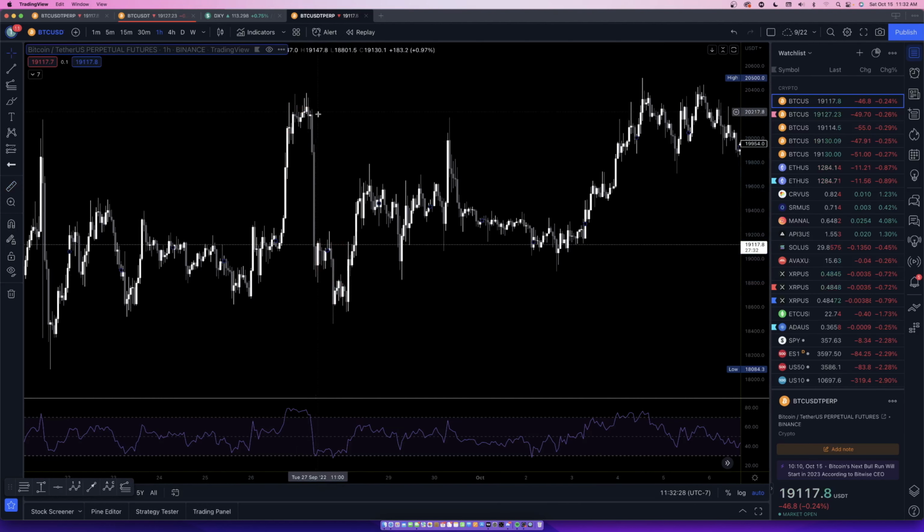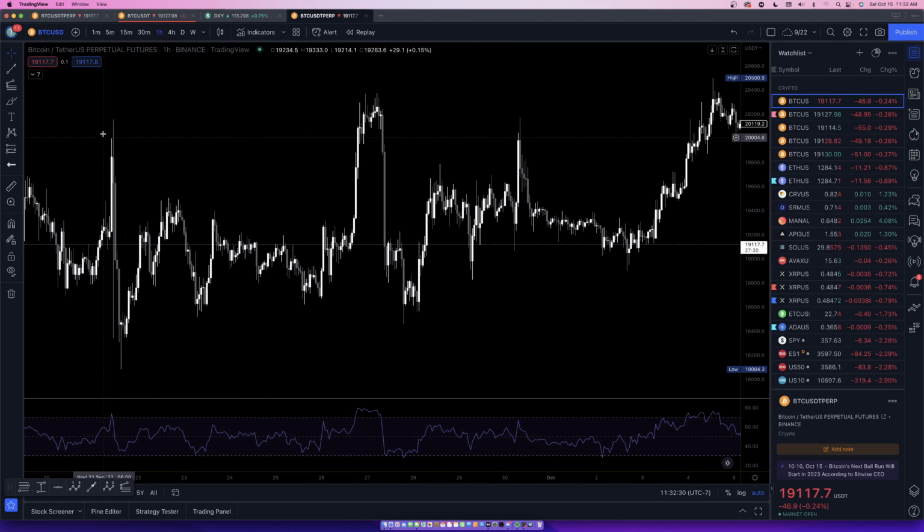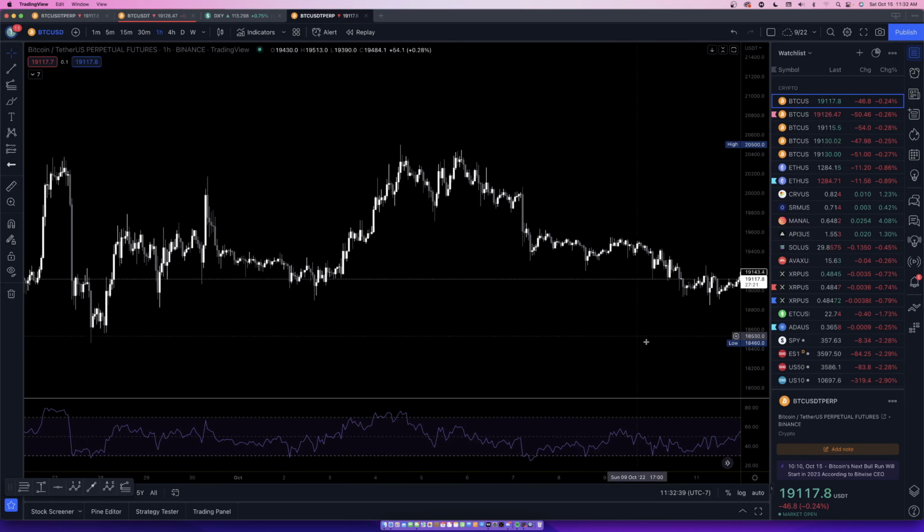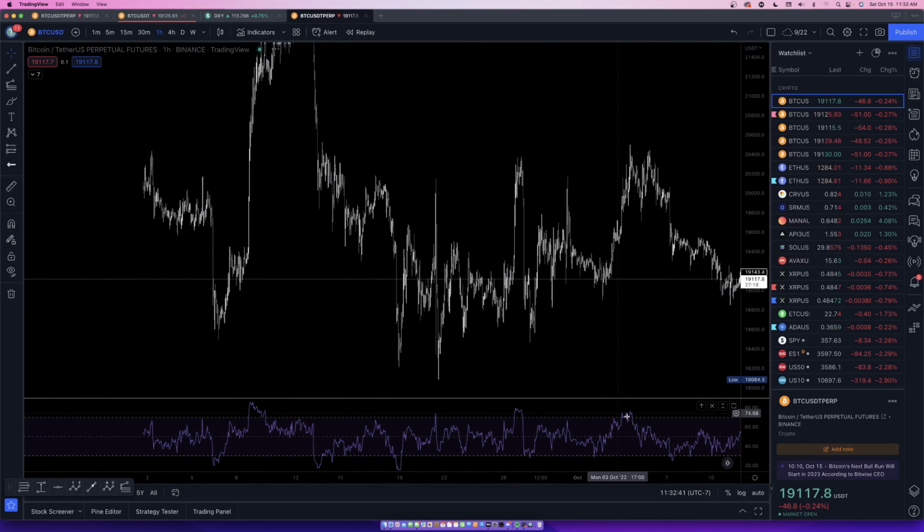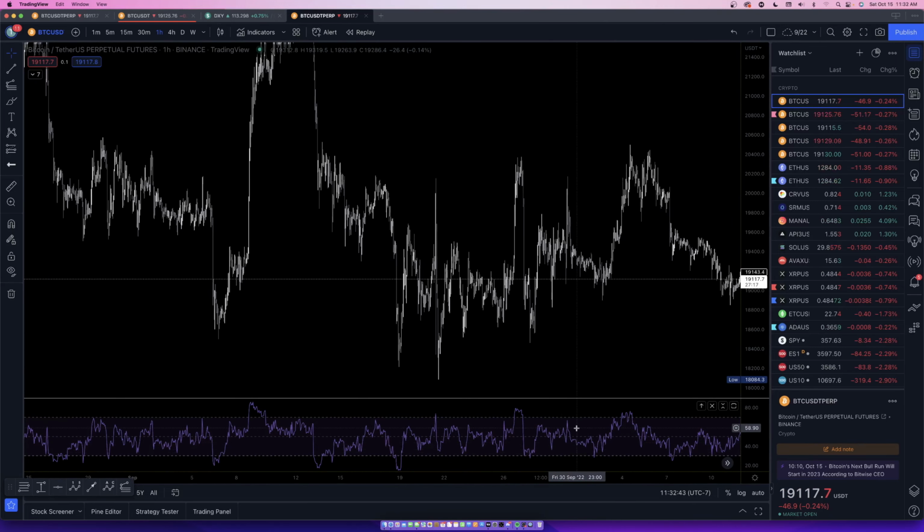When other people were probably longing, they're thinking, oh, we just broke this, we're breaking out. Yet they didn't even look at the RSI. And if they did, they would have known this pump was short-lived, right? So really use just the normal RSI indicator to train your brain to look for it.